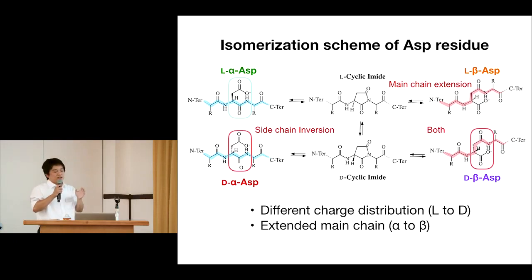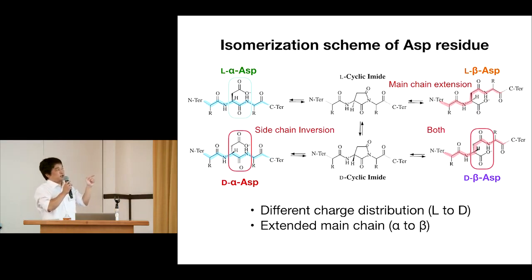So what happens after the formation of the abnormal aspartate? From L to D, the side chain directs to the opposite side. In the physiological condition, the side chain of the aspartate has a negative charge. This means the direction of the negative charge in the protein is directed to a different side. This means they alter the structure of the protein, and they alter the interaction between proteins.